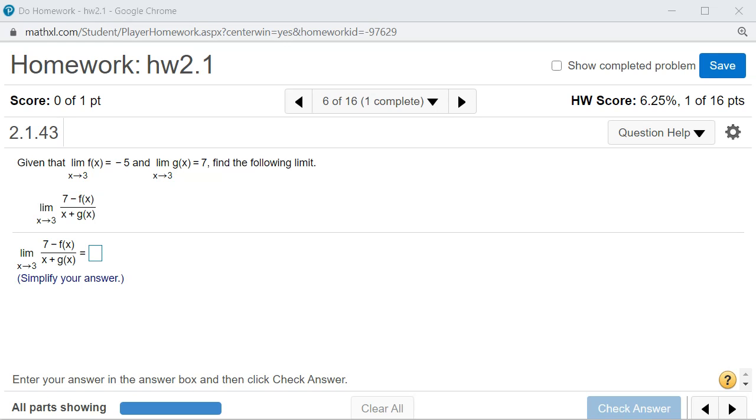All right, let's look at homework 2.1, problem number 6. We have the limit of f of x as x approaches 3 is equal to -5, and also the limit of g of x as x approaches 3 is equal to 7. Those are given, and we want to evaluate the following limit. All right, so let's do that.